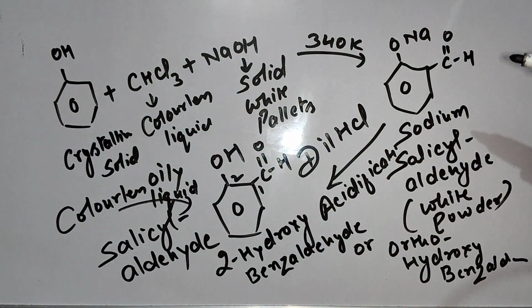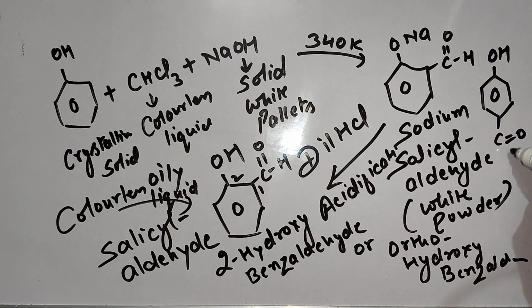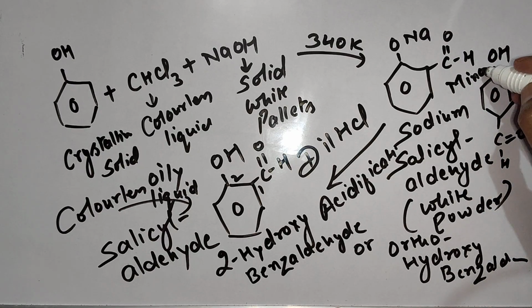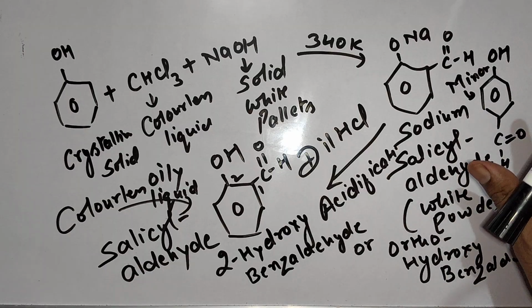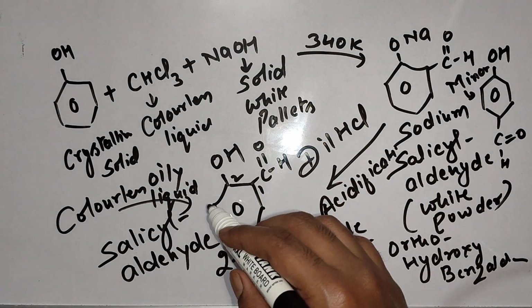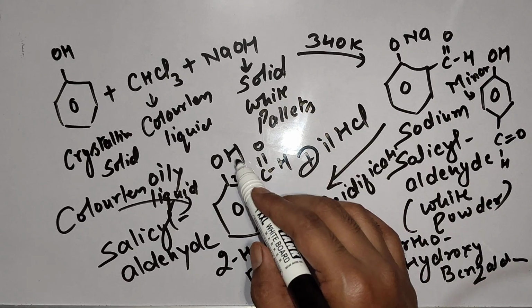Similarly, in this reaction, para-hydroxybenzaldehyde is also possible, this one. But this compound will be in minor amount. Very little para-hydroxybenzaldehyde will be generated, and the ortho product will be in major amount. There is a reason for it.